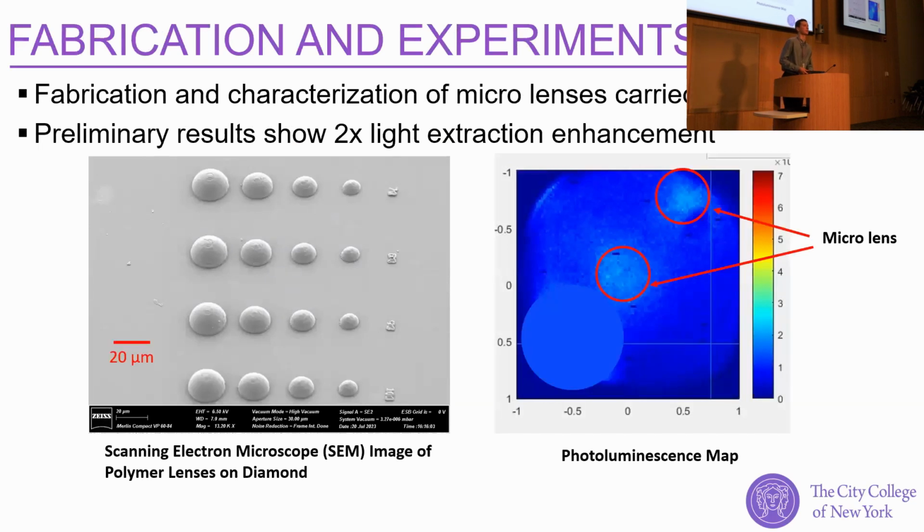The fabrication of these lenses was also made in Carlos Meriles' lab here, and you can see these lenses here. They are around 10 micrometers in size, and the preliminary results show here with the lenses, which are polymer lenses, so their refractive index is 1.5. You can see here that it is around 2 times more light than without a lens.